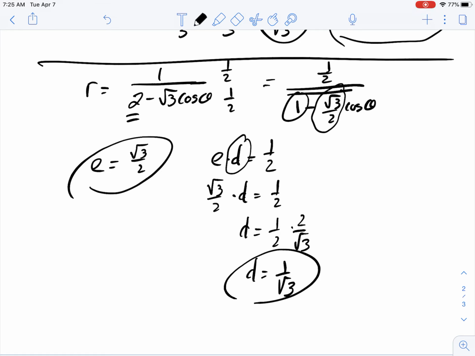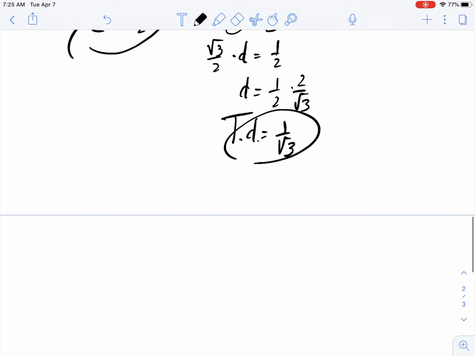And that's about the last little thing that I put in on here: just how to come back and find my total distance. Again, that's total distance and my eccentricity.